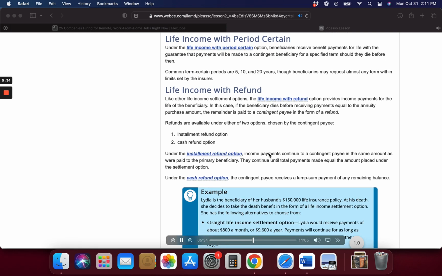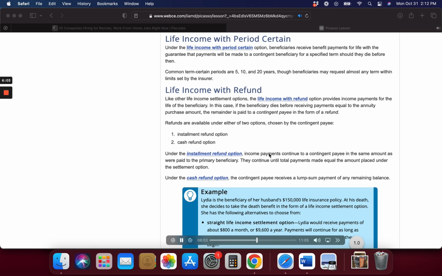Beneficiaries who are concerned by the lack of payment period guarantee may prefer one of the following options, which include payment guarantees. Life income with period certain. Under the life income with period certain option, beneficiaries receive benefit payments for life with the guarantee that payments will be made to a contingent beneficiary for a specified term should they die before then. Common term certain periods are 5, 10, and 20 years, though beneficiaries may request almost any term within limits set by the insurer.